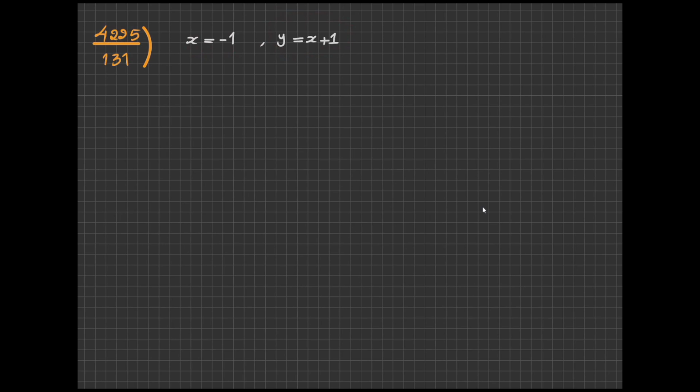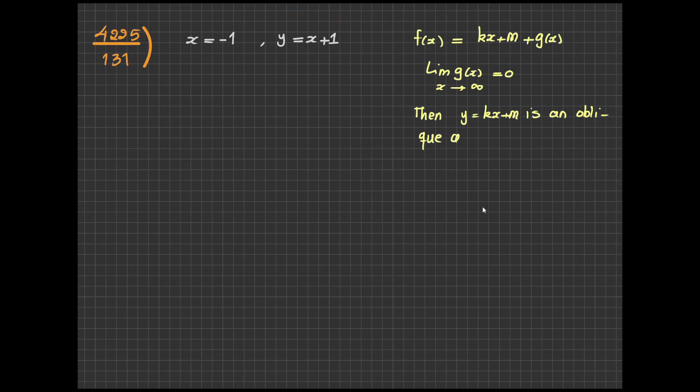So if you have a function f of x like this, let me write it like this. f of x is equal to mx, or in your book it is written kx plus m, and then you have another function g of x added, so that the limit of g of x when x goes to infinity plus or minus is 0, then y equals to kx plus m is an oblique asymptote of f.